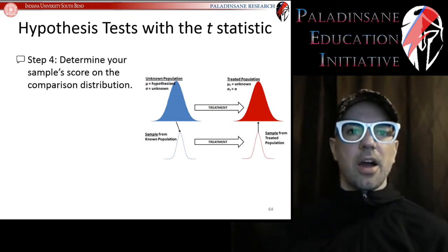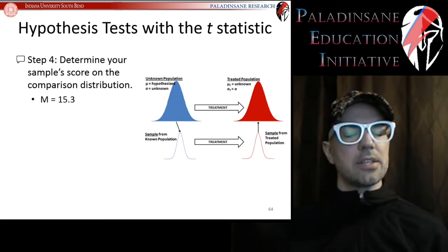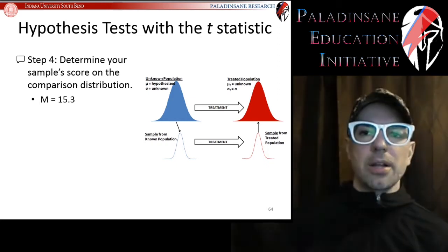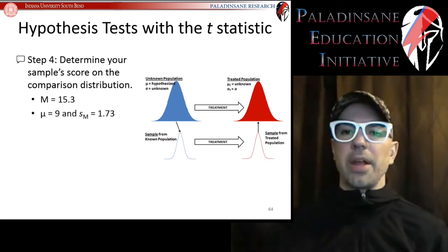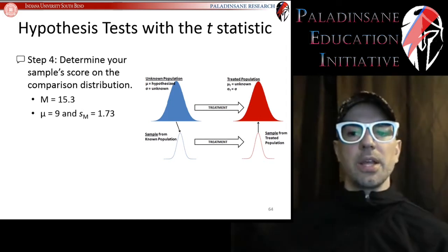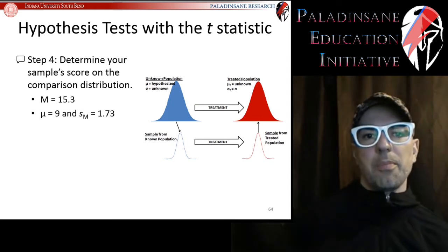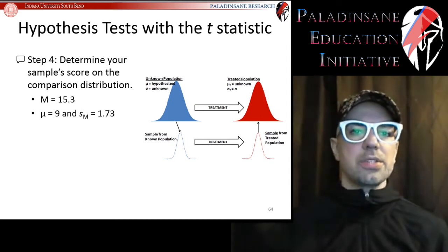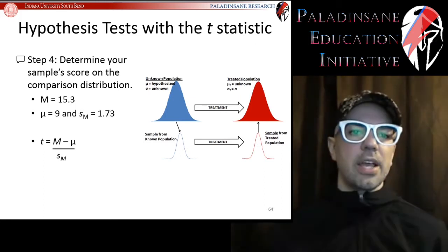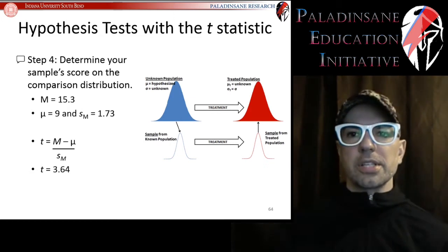So we have our sample mean. Our monkeys, on average, spent 15.3 hours per day with the terry cloth mother. Our comparison distribution has a mean of 9 and a standard deviation of 1.73. We found that out in part 2. So we use our t-statistic formula here. We plug in all that information, and we get a t-statistic of 3.64.